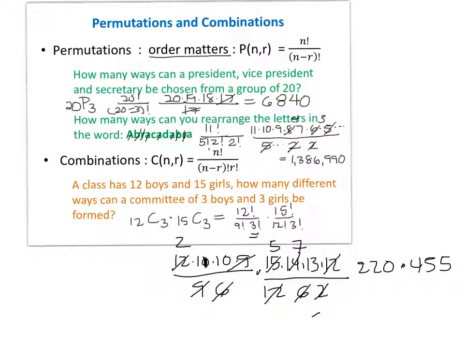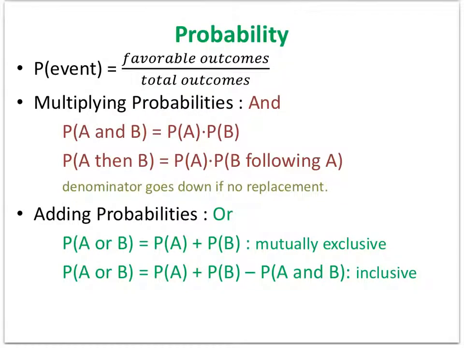Oh, that's a really interesting number. That's going to give us 100,100 different ways that those 3 boys and 3 girls can be chosen. So up to now we're just looking at different ways and different combinations that things can happen. Now we get to probability.